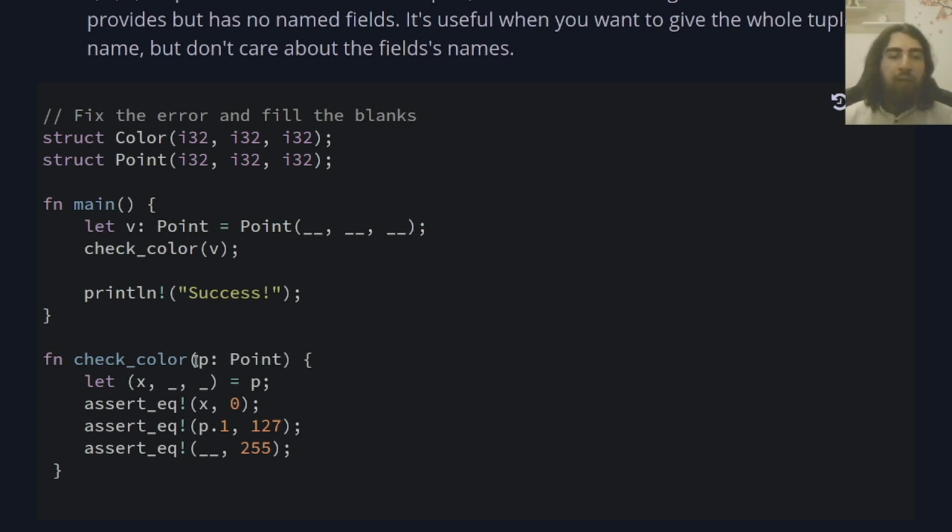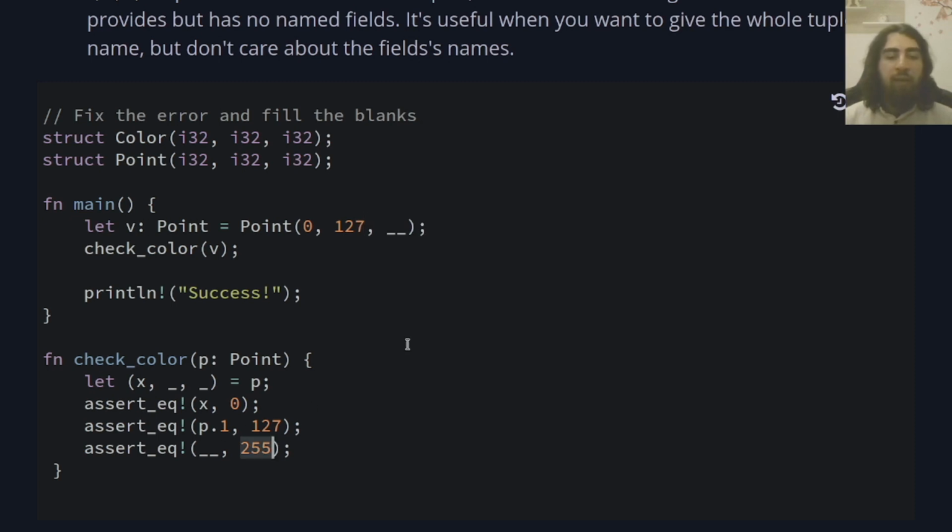And over here we are then destructuring the instance that was passed. So in this case, as you can see, x should hold 0. So let's provide this value over here. Then the p1 field, and as you can see, we are accessing the fields in the tuple struct like we would access elements in a normal tuple using this syntax. So over here we are accessing the second element, and this should hold 127.